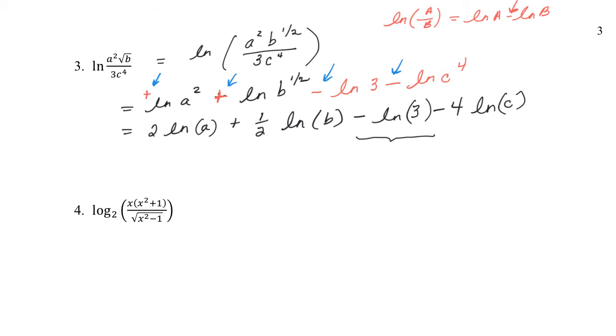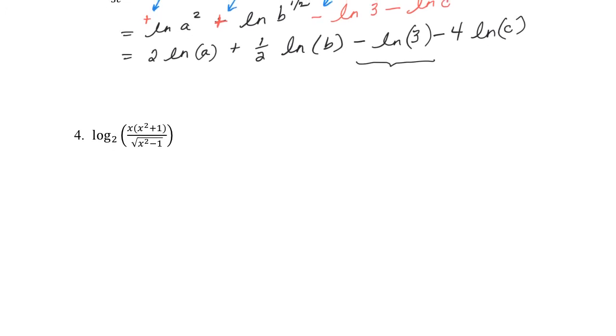Okay, so number 4 says log base 2 of x times x squared plus 1 divided by the square root of x squared minus 1. So again, we're going to rewrite it, getting rid of the radicals. So this will be log base 2 of x times x squared plus 1 divided by x squared minus 1 raised to the 1/2. So I want to make sure that everything is fully factored before I do my expansion. It'll just make life easier.